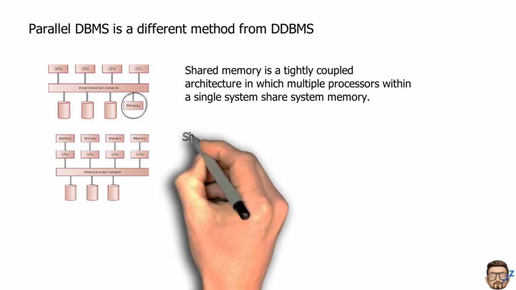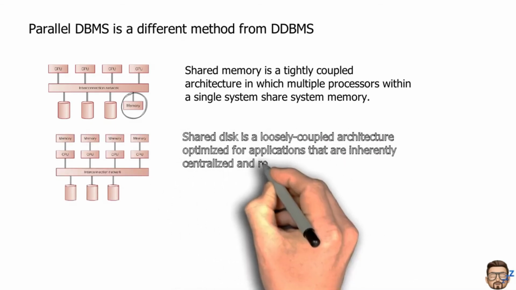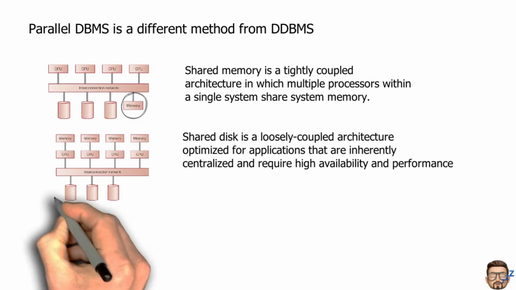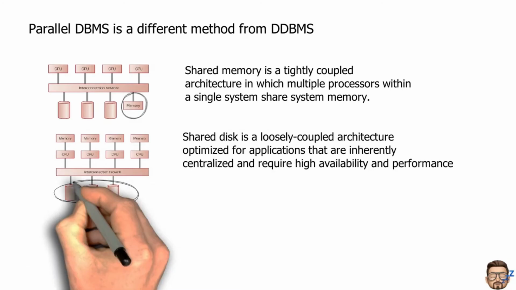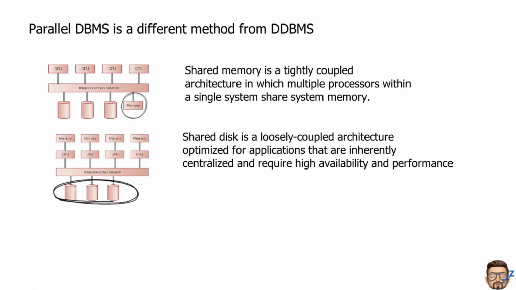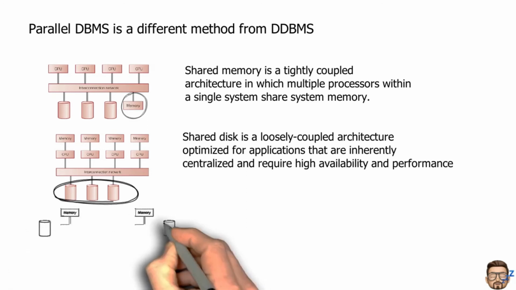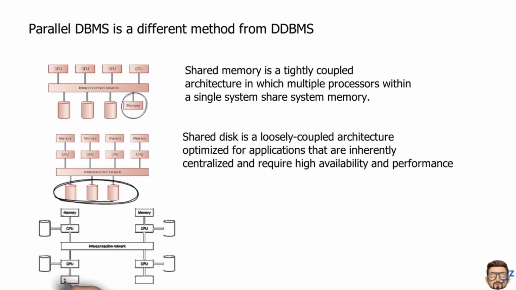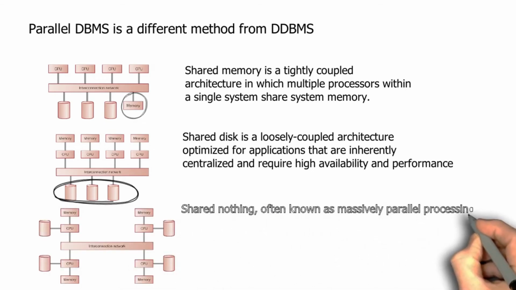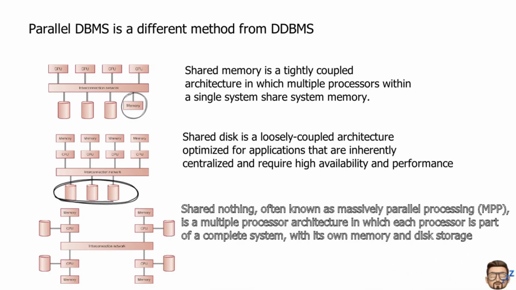The second one is shared disk. It is a loosely coupled architecture optimized for applications that are inherently centralized and require high availability and performance. And the third one is shared nothing, often known as massively parallel processing (MPP), is a multiple processor architecture in which each processor is part of a complete system with its own memory and disk storage.